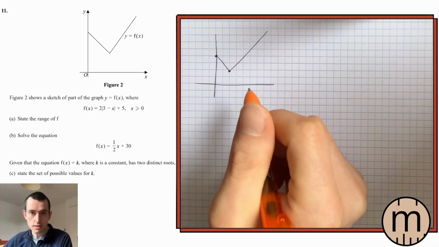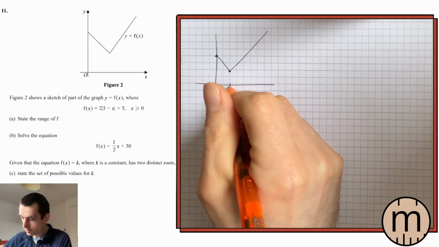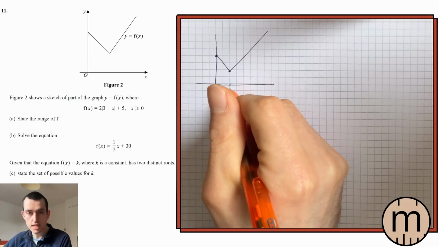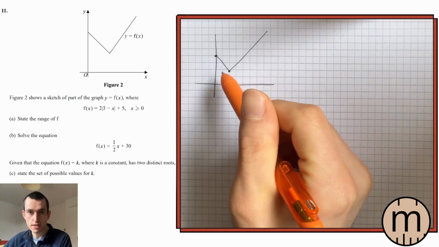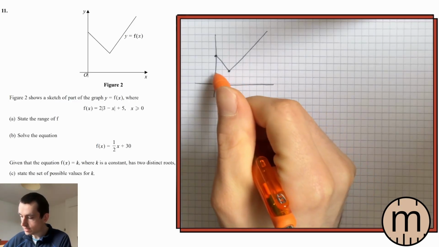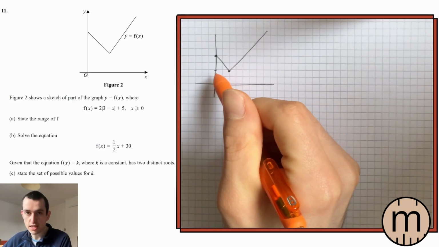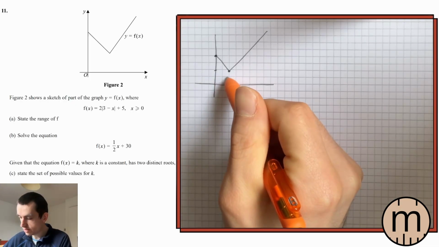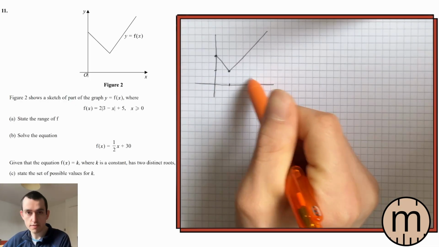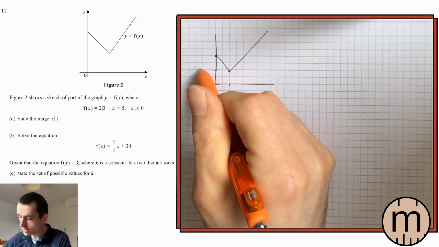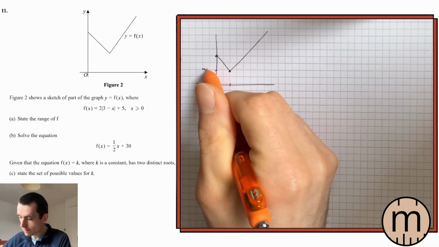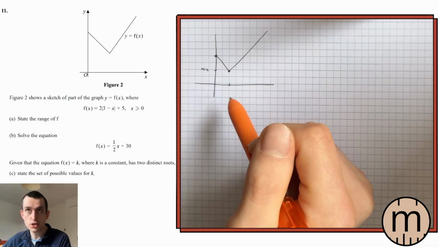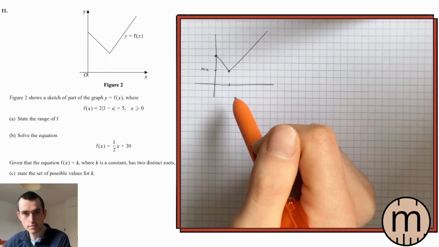This value of y is inside the range because if we put in this value of x here, we get this value of y out. And that's the minimum value of y that we can get. We can't get this value of y because there's no graph. There's no x value to correspond to it. So that's going to be the minimum value of the range of f of x.